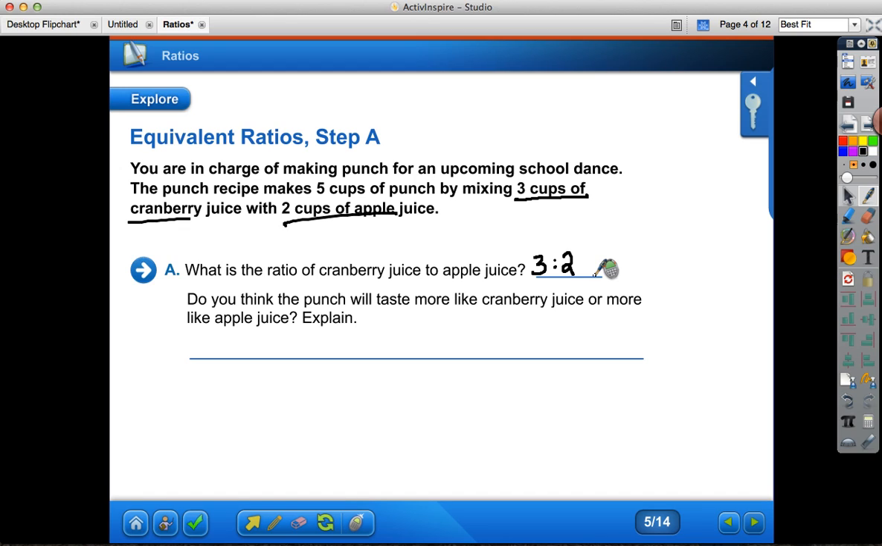If you said cranberry juice, you'd be correct. Since there's more cranberry juice in the ratio, it probably means that the juice is going to taste a little bit more like cranberry than apple. It could also mean, though, that the cranberry juice isn't very strong, so we are adding less apple juice so we don't mask it. But because we're putting in more cranberry juice, that would tell me that I'm trying to make my punch taste more like cranberry juice.